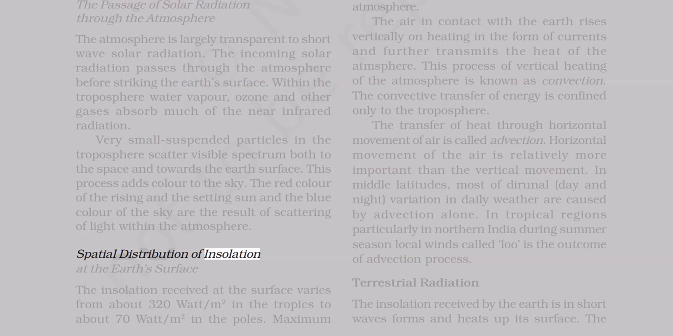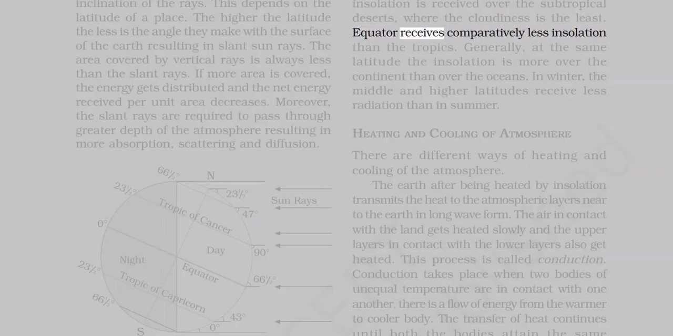Spatial distribution of insolation at the Earth's surface. The insolation received at the surface varies from about 320 watt per square meter in the tropics to about 70 watt per square meter in the poles. Maximum insolation is received over the subtropical deserts, where the cloudiness is the least. Equator receives comparatively less insolation than the tropics. Generally, at the same latitude, the insolation is more over the continent than over the oceans.